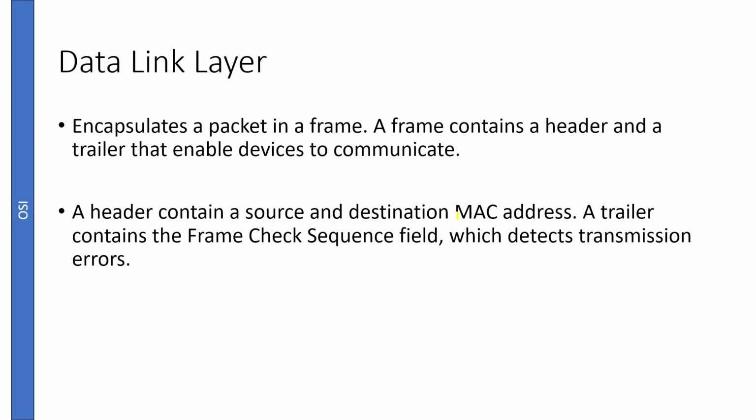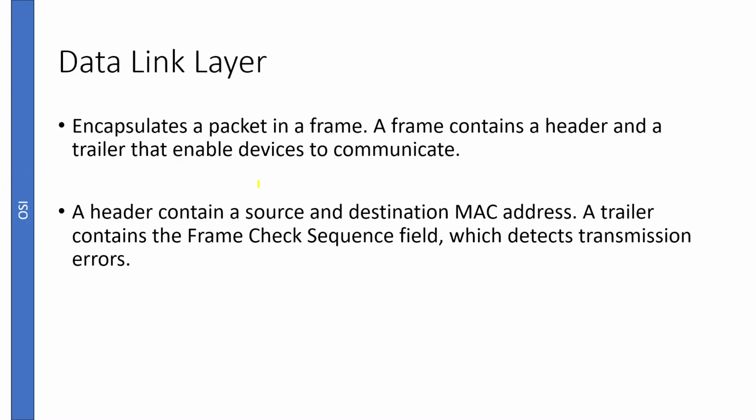MAC address means the physical address of your device, which is allocated to your network card, NIC, or network interface card. The IP address means a logical address given by us or a DHCP server. A trailer contains a frame check sequence. To check whether there are any errors or not, we add a frame check sequence which detects transmission errors. So we are doing a CRC check, that means cyclic redundancy check, to identify these errors.